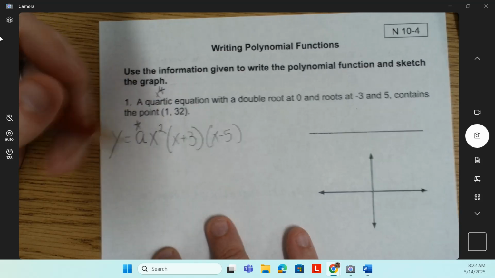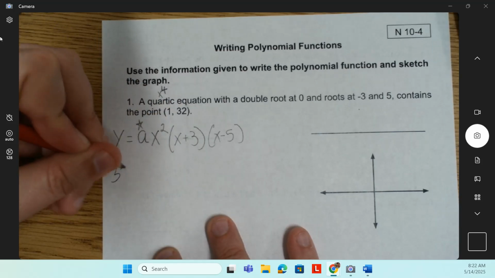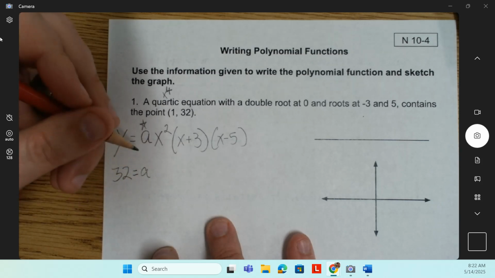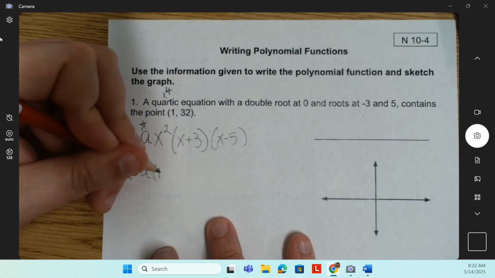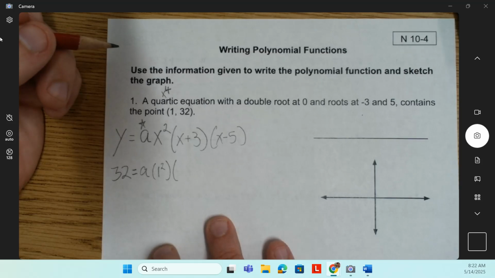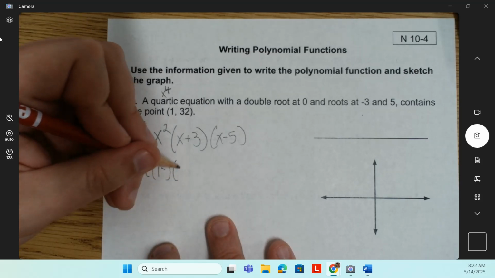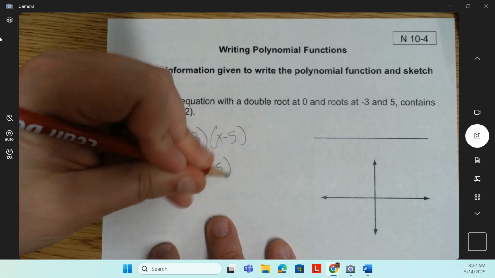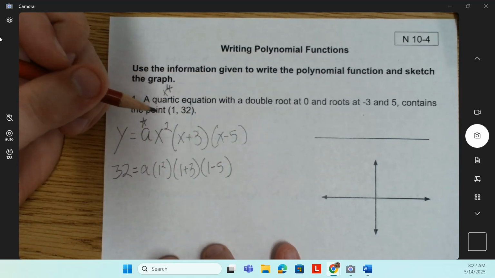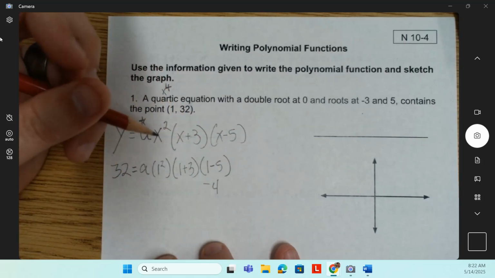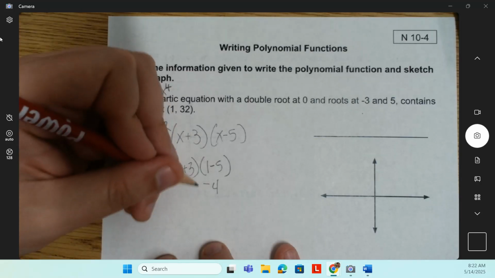So that means my y value is 32 equals a times 1 squared. Just putting in my x value of 1 anywhere there's an x. 1 plus 3, 1 minus 5. And what I get is 1 minus 5, that's a -4. 1 squared is 1.